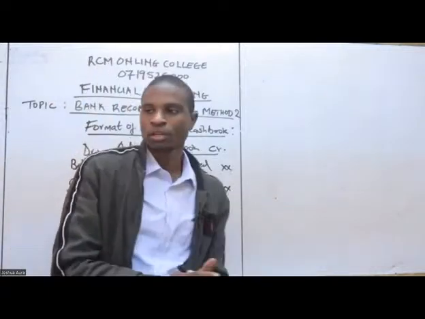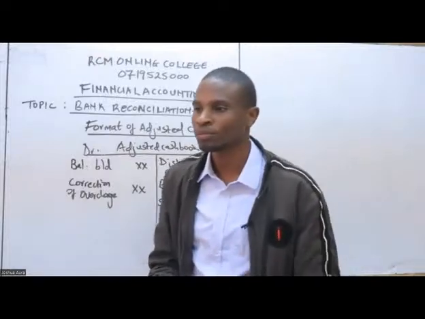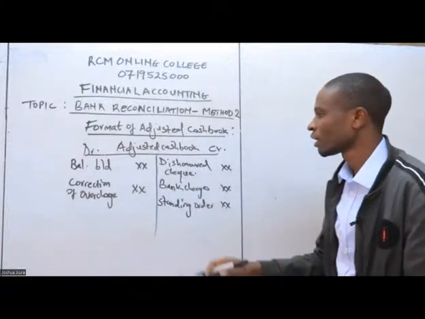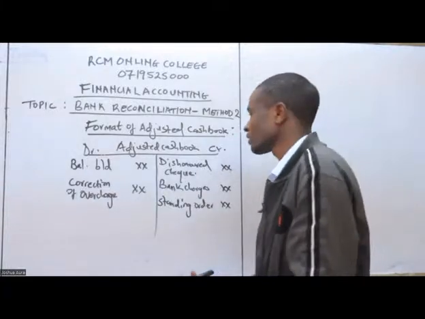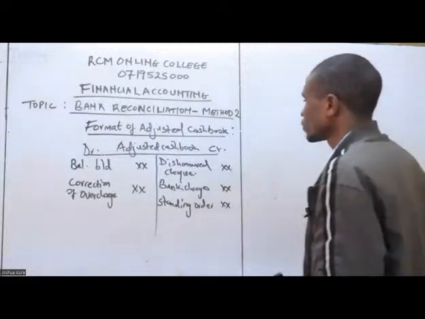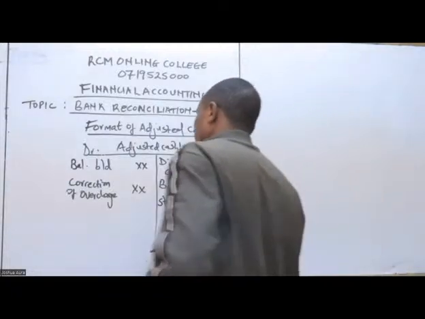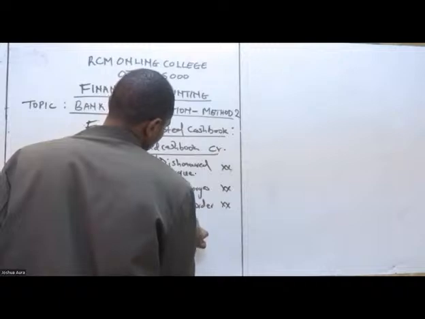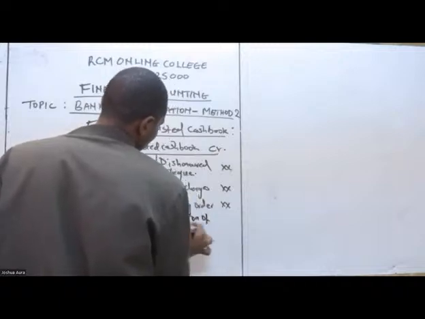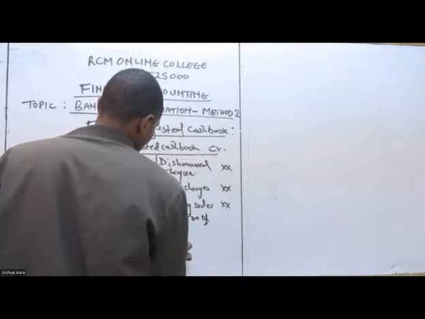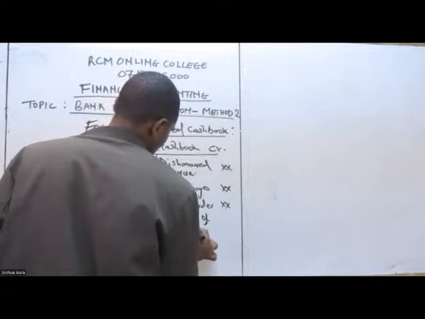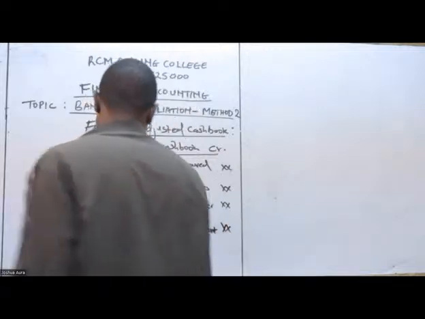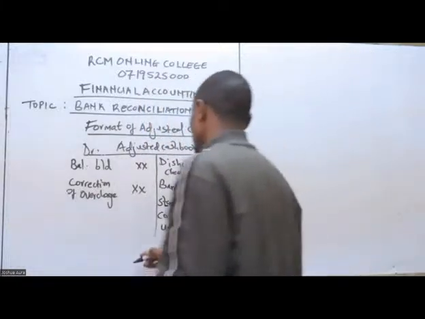You can also have an error where you understated some values or transactions. Such an error, you can put on the credit side. So the correction of understatement, we usually credit.